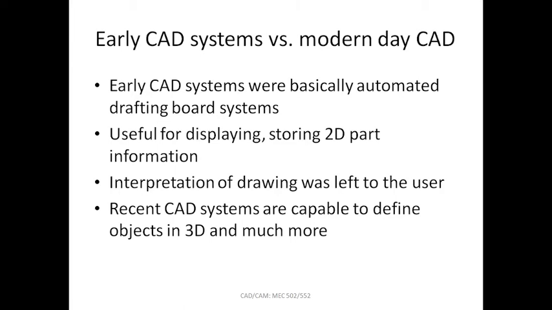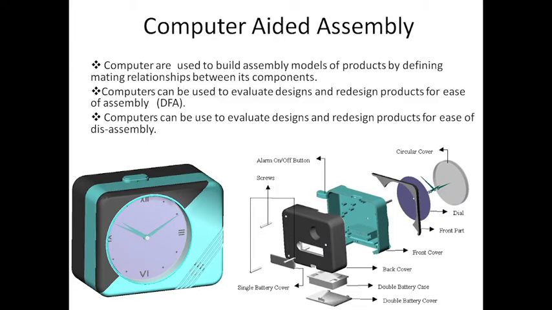Interpretation of the drawing was left to the user. You could make a soft copy of the drawing, you can print it, but in the end you need a qualified person to understand that information. However, recent CAD systems are capable of defining objects in three dimensions, as we have seen with the help of this example, and you can do even much more, which we will be discussing in the duration of this course. Let us see what you can do with the help of these CAD/CAM tools which are available these days.